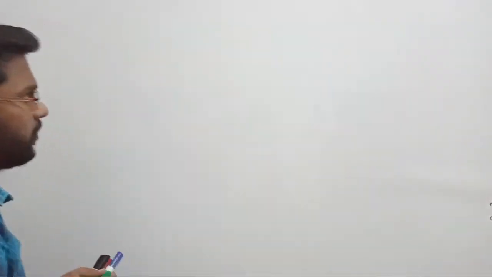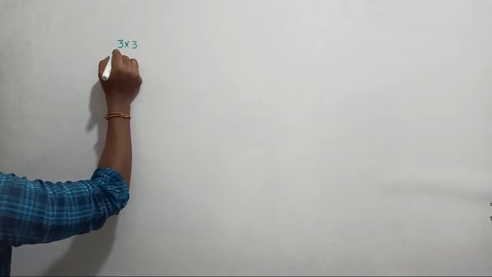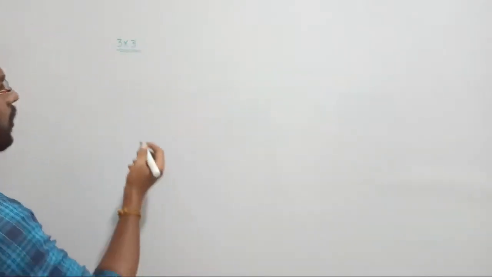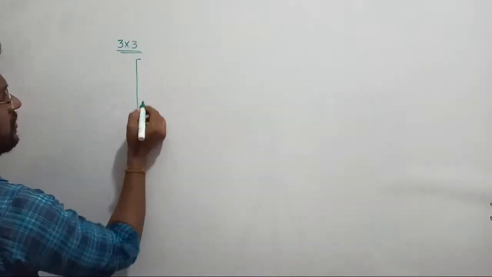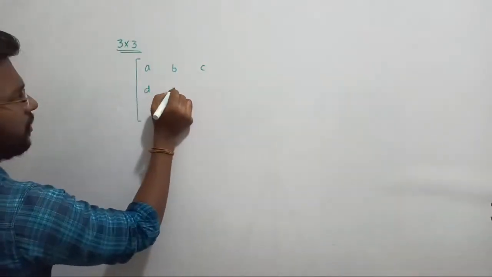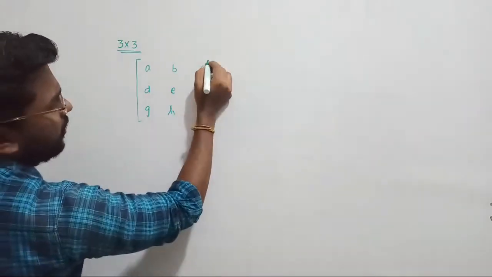You can just go with that procedure in order to obtain the inverse of the 3 cross 3 matrix, right? So let us see, for a 3 cross 3 matrix, we have two methods. You can just follow whichever is the easiest one for you. It's your convenience, right? First, let me write the formula once again. A 3 cross 3 matrix, in the sense we should consider A, B, C, D, E, F, G, H, I, right?